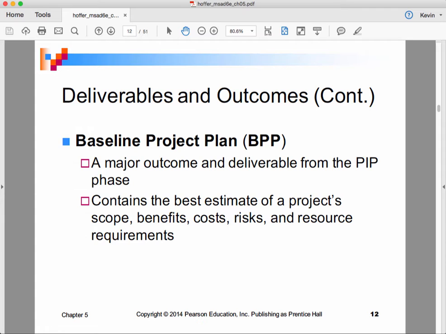Okay, so the baseline project plan contains the best estimate of the project scopes, benefit, costs, risks, and resource requirements. So that would be what a formal project plan from a waterfall methodology project would have. Again, the plan from the Agile project would be more brief, but it would address a lot of the same issues.